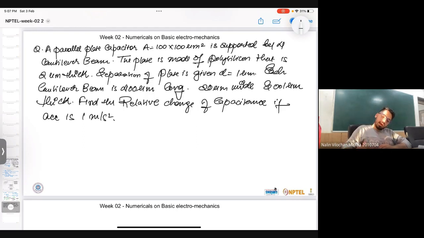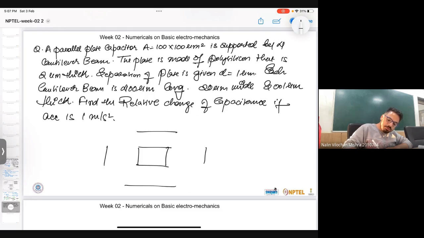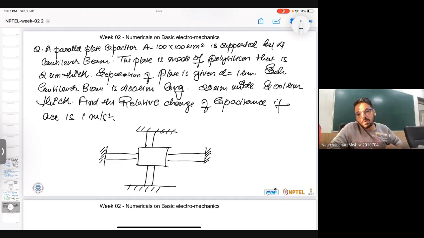So here there is this parallel plate capacitor which is supported with four beams like this. So please try this question.